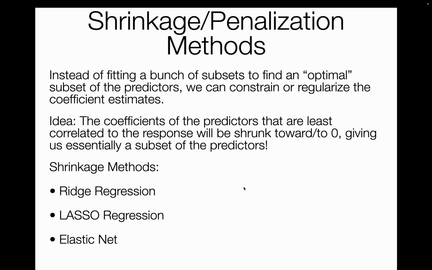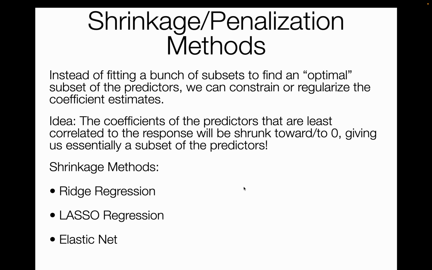Now we're going to change our fitting criterion. It's not just going to be residual sum of squares anymore that we're looking to minimize, and that's what we're regularizing or constraining. The idea is that the coefficients of the predictors that are the least correlated to the response are going to be shrunk towards zero, giving us essentially a best subset of the predictors. You'll see what that means more clearly when I show you pictures. There are three methods: ridge, lasso, and elastic net.